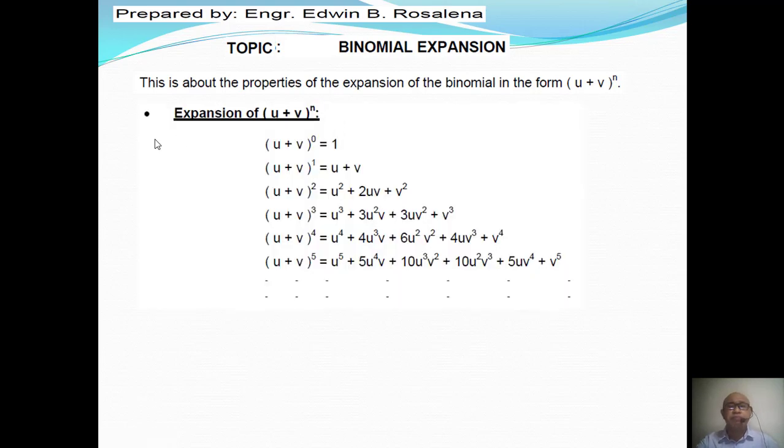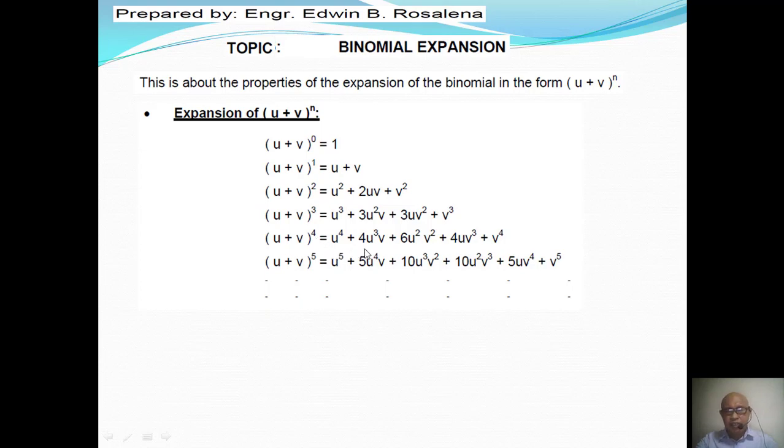So, u plus v to the power 0 is equal to 1 by laws of exponent. Then u plus v to the power 1 is u plus v. Then, if you have u plus v squared, that is u squared plus 2uv plus v squared. We are very familiar with this. We always use this. Then, u plus v quantity cube is u cube plus 3u squared v plus 3uv squared plus v cube. Then we have u plus v to the power 4.